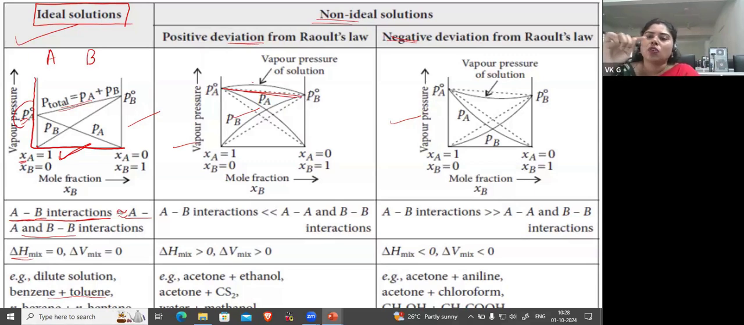An MCQ can be asked. They'll give you options of 2 pairs of solutions. You will have to identify which is an ideal solution and which is non-ideal. Same family or same category groups, you classify them as an ideal solution.